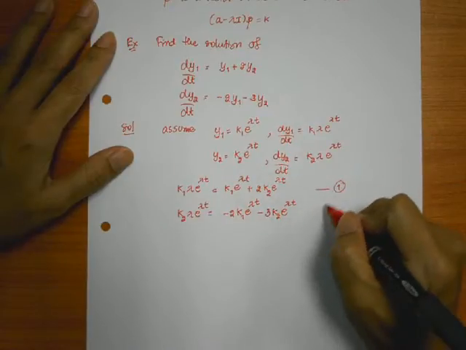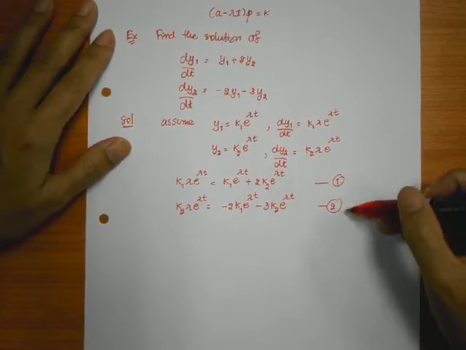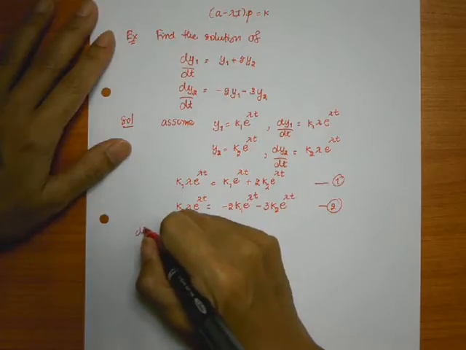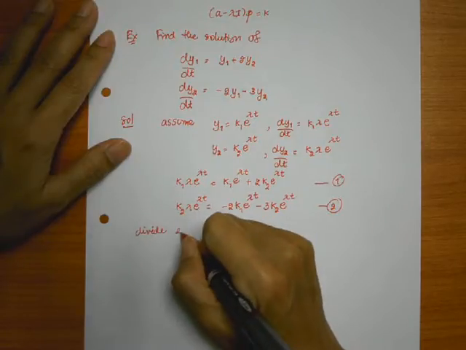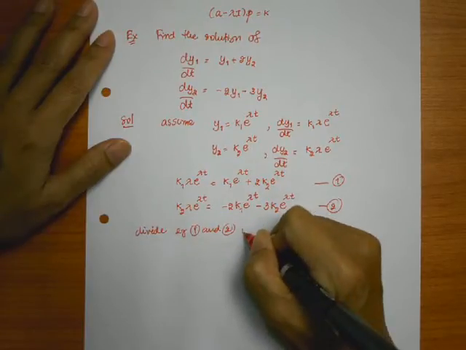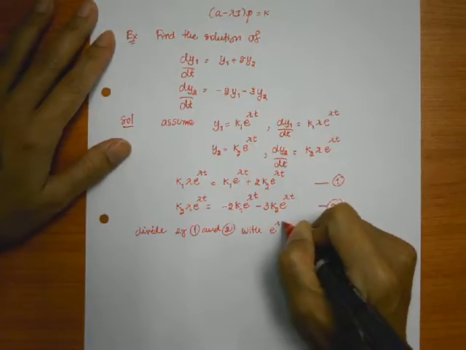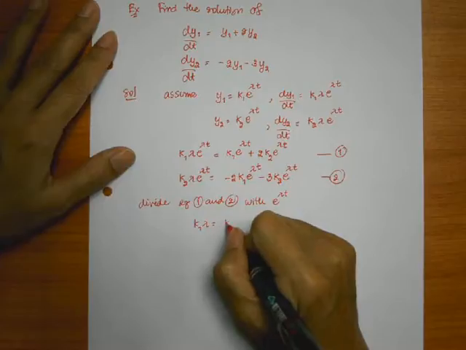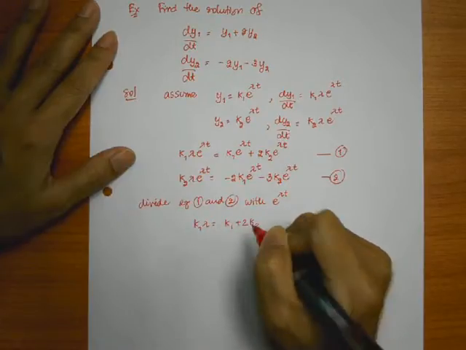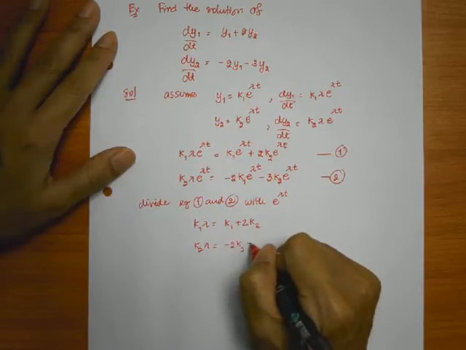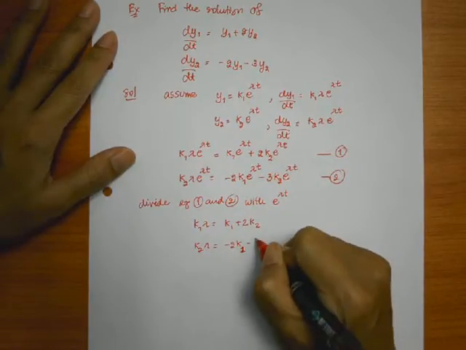Both equation 1 and equation 2 have a term of exponential of lambda t, so we divide equation 1 and 2 by exponential of lambda t. So we get k1 lambda equal to k1 plus 2k2, and k2 lambda equal to minus 2k1 minus 3k2.